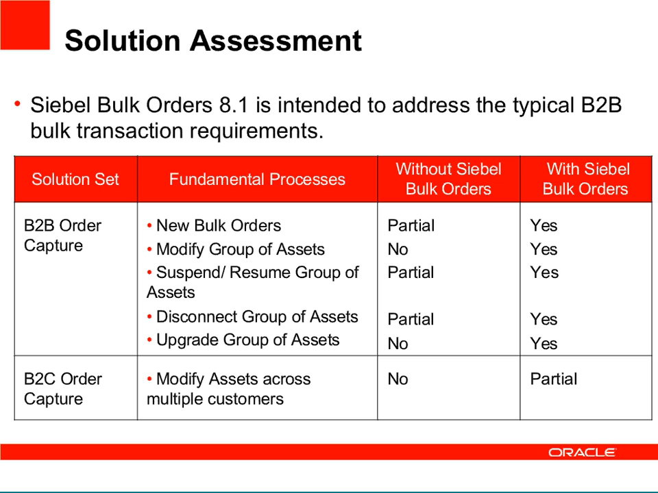Disconnect of group of assets is also partial when we do not use bulk orders, while bulk orders provide a complete solution. And of course, upgrade group assets cannot be done without bulk orders. If you look at the slide, it says for B2B transaction, the solution is partial. However, with bulk request assessment, the solution can be achieved. We will look at the solution in coming slides.